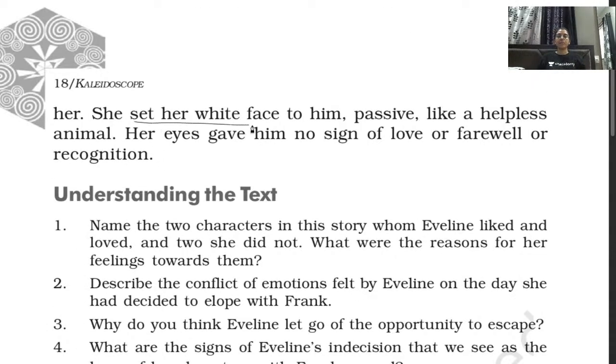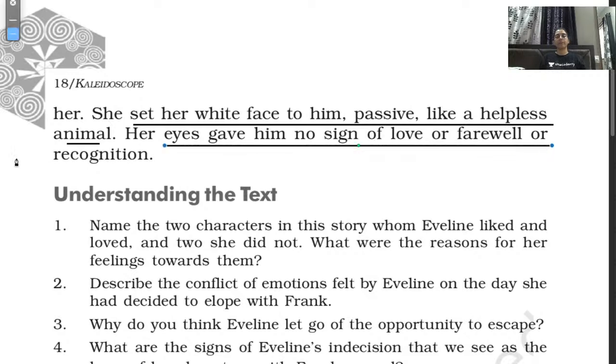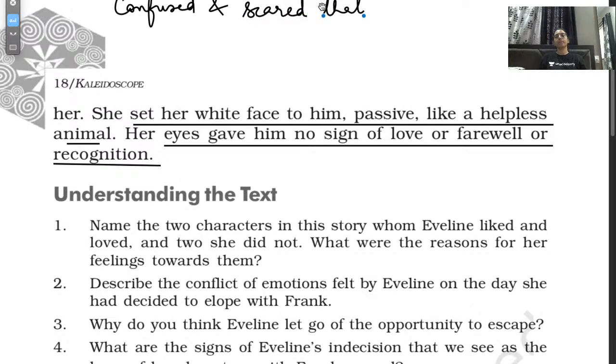She set her white face to him, passive, like a helpless animal. Her eyes gave him no sign of love or farewell or recognition. Why? Because she was so confused and scared that she did not go with him.